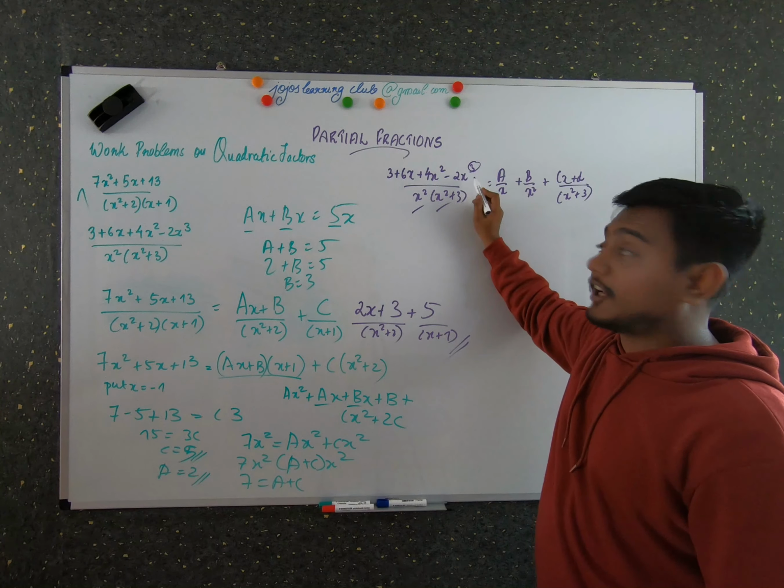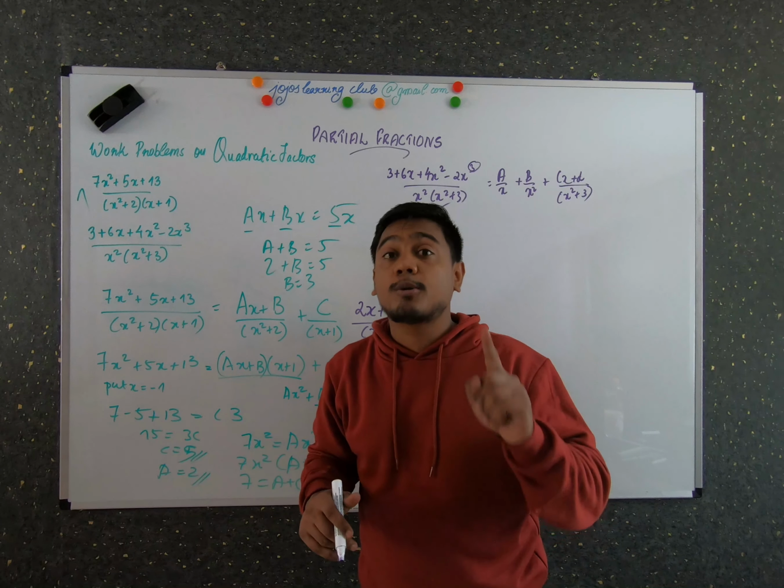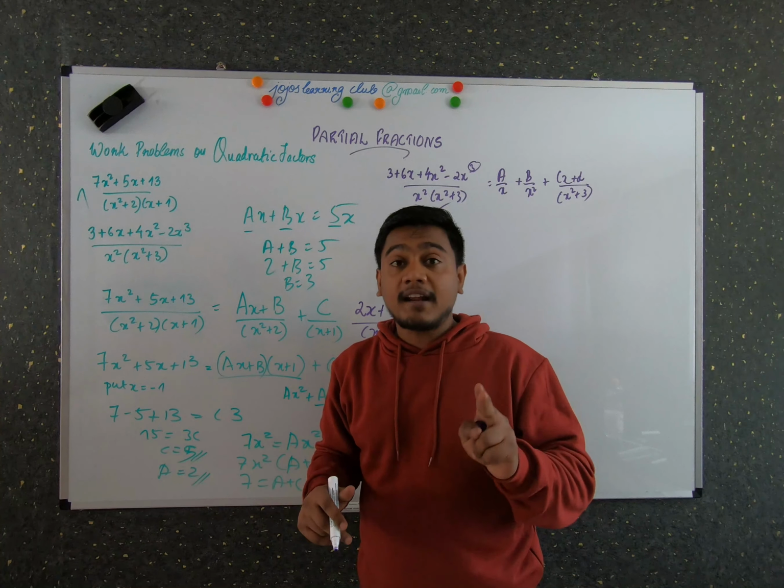So recall that if you want to do partial fractions, there are two conditions. The first condition is that the denominator should be factorizable. The second condition is that the degree of the numerator should be less than the degree of the denominator. So both these conditions are satisfied, and now I'm going to do the problem.